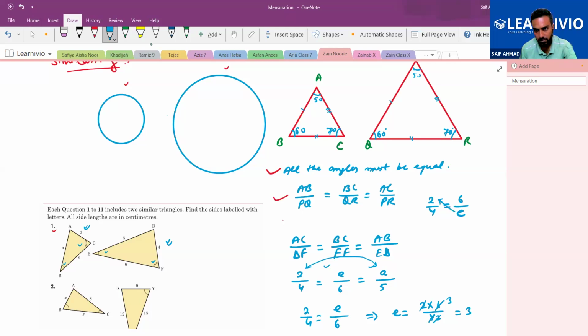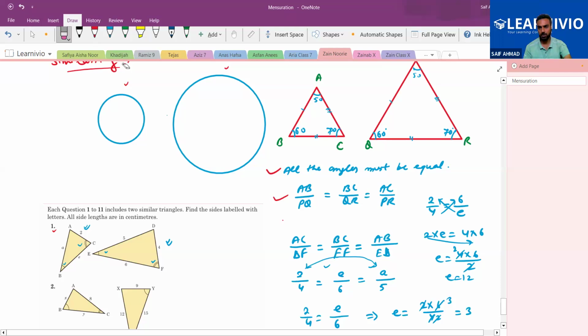We use cross multiplication. We got 2 over 4 cross 6 over E, cross multiplied: 2 multiplied by E equal to 4 multiplied by 6. Now taking 2 to the denominator, 4 into 6 by 2. 2 into 4 and 2 sixes are 12. E will be 12. Understood? Okay, yes.